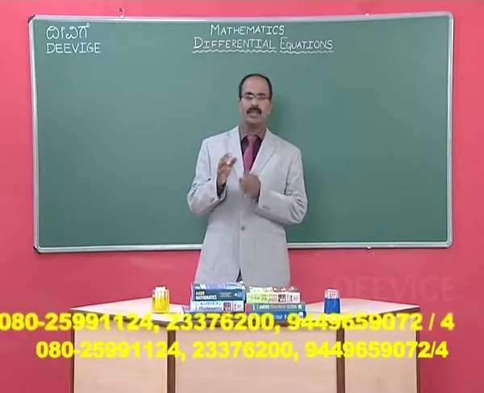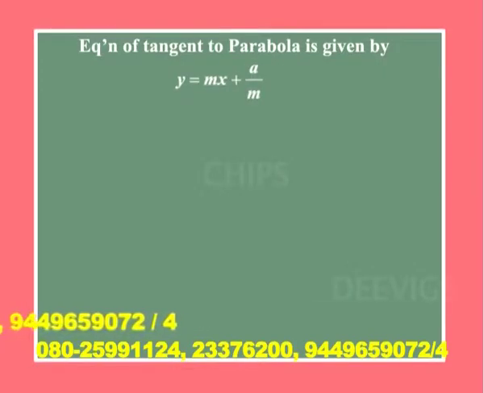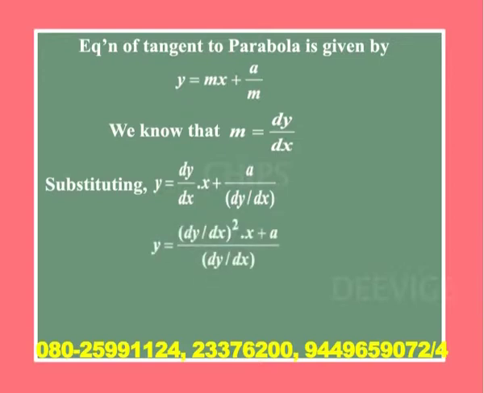Equation of tangents to the parabola y square is equal to 4ax. The equation of tangent is given by y is equal to mx plus a by m. And you must know this, m is given by dy by dx. So y is equal to dy by dx into x plus a by dy by dx. So take LCM on the right hand side. y is equal to dy by dx whole square into x plus a, whole divided by dy by dx.